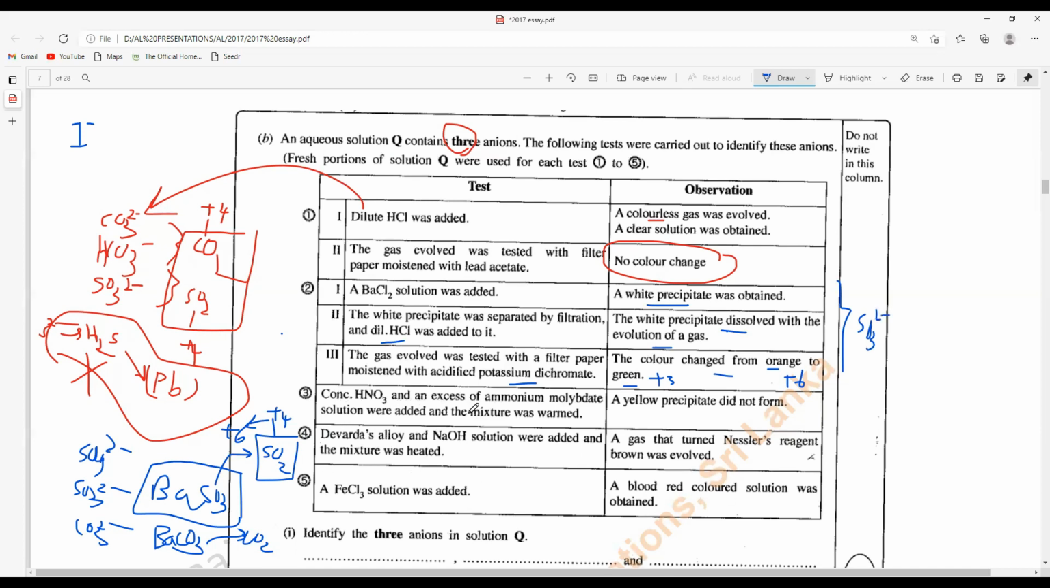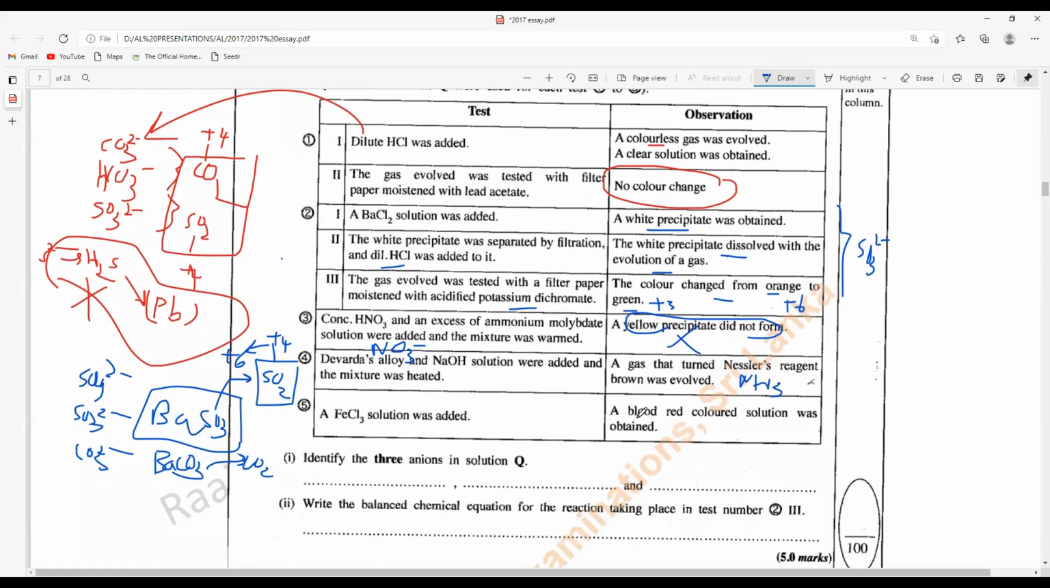And the second is concentrated HNO3 and excess ammonium molybdate. So now they are adding a little bit of ammonium molybdate, to check whether there are some phosphates formed, ammonium molybdate is generally for that. So no formation of yellow precipitate. So forget about this. And then alloy and NaOH solution were added, and the mixture was heated, and a gas that turned Nessler's reagent brown. So typically they say ammonia is evolved, right? I told you this specifically, this test is used for NO3 minus. So we have found the second anion, that is NO3 minus.